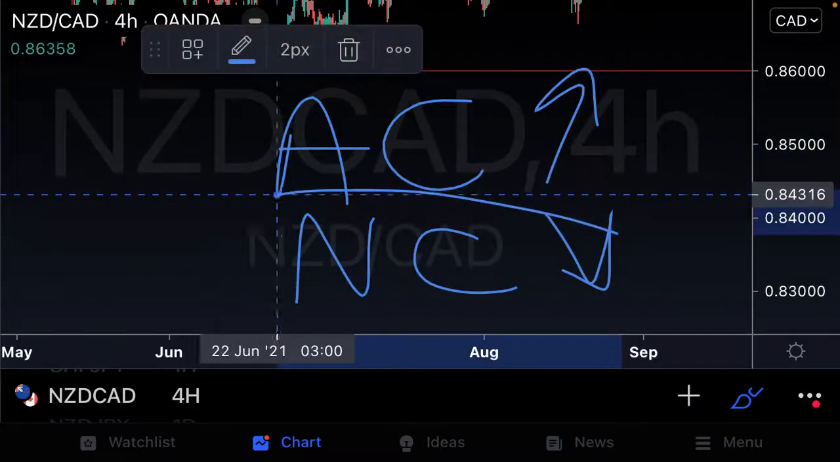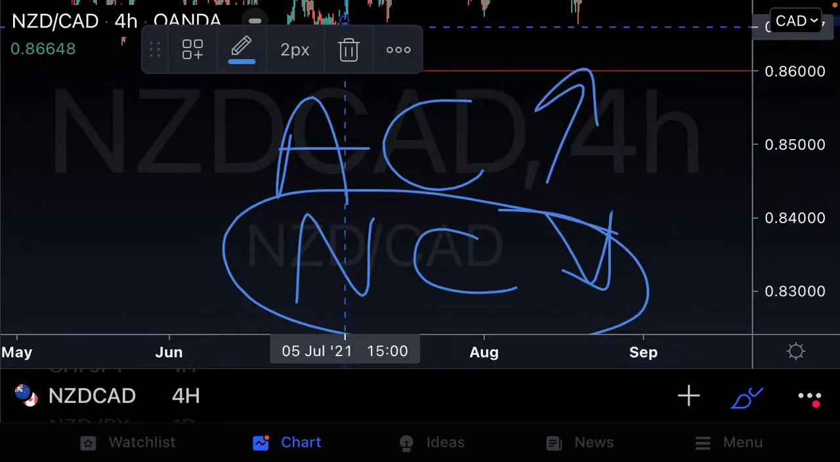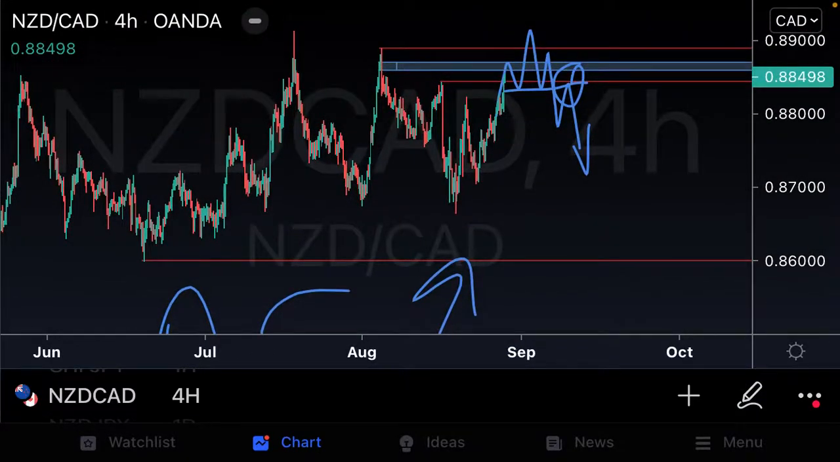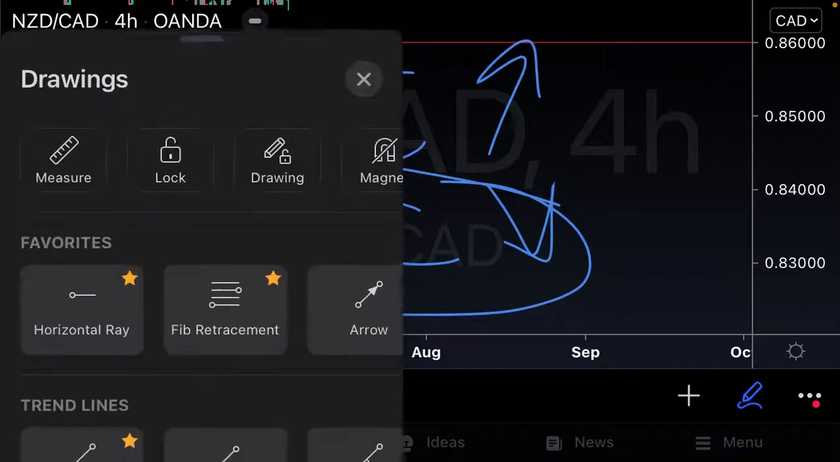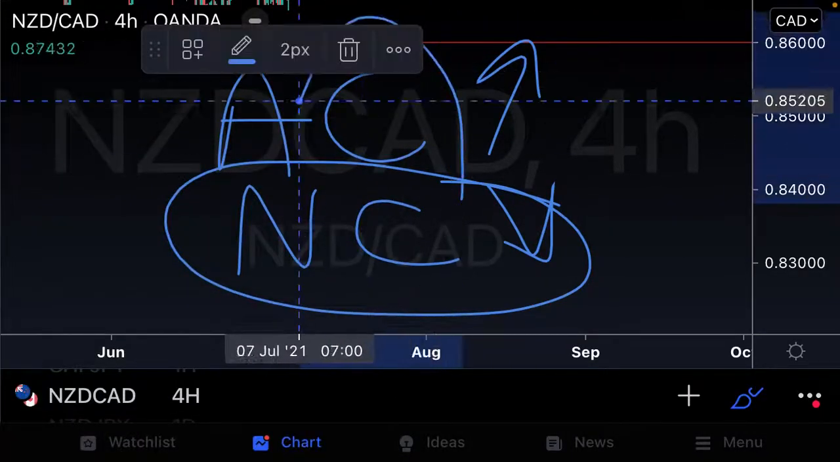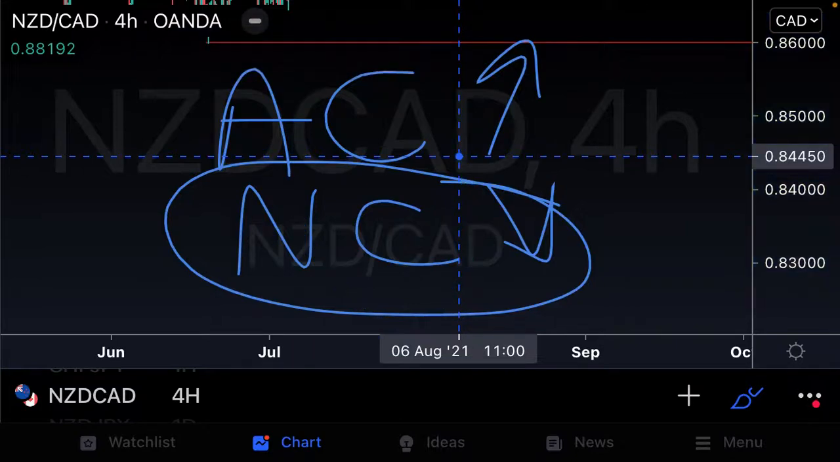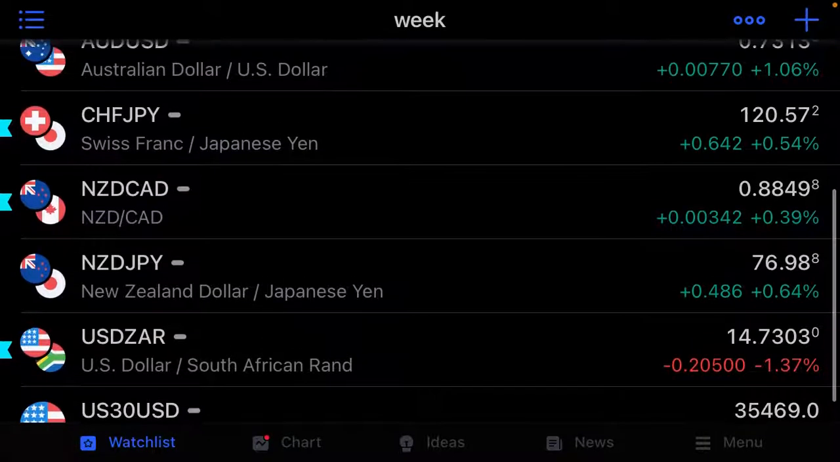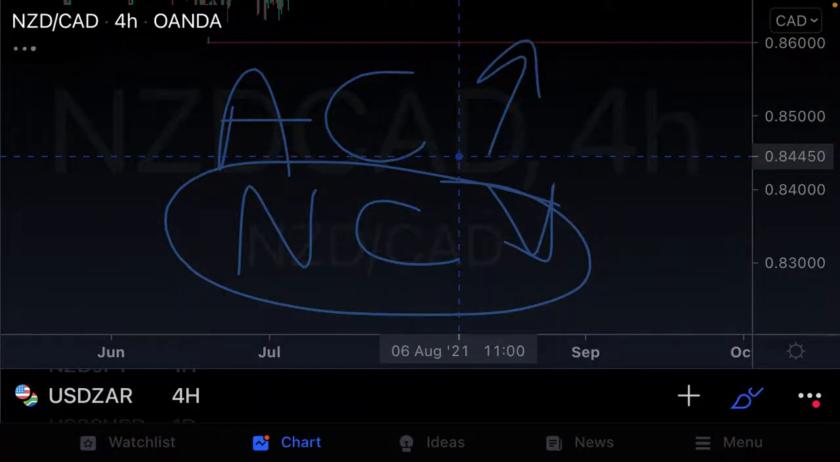Now on New Zealand dollar CAD, we do see some relevant structure that allows us to have that sell biased setup. So we're allowing ourselves to hedge some CAD strength or weakness over the course of next week. Whether CAD gets strong or weak, we're going to give ourselves an opportunity to still be able to capitalize on that strength or weakness. Now that we've run through that, guys, let's get into the final pair that we're going to be having a look at, and that is USD ZAR.